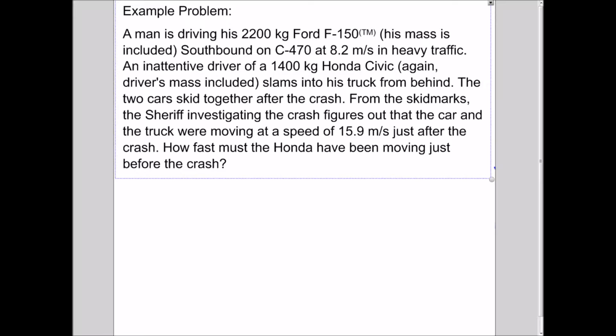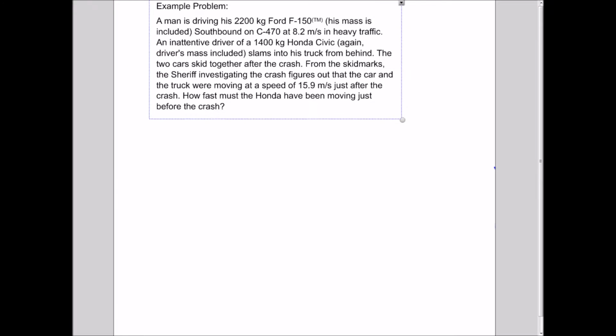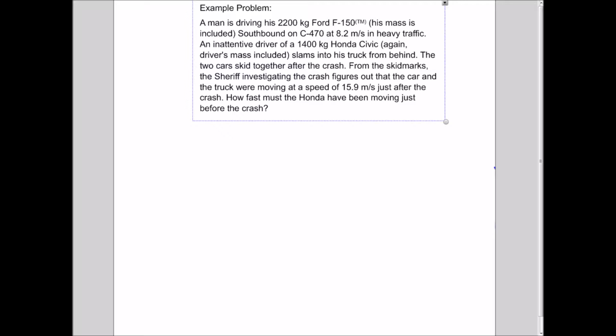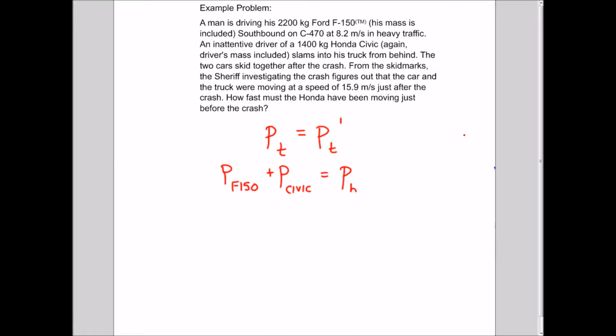Okay, so to go about solving this problem, I need to give myself a little more room up here on the smartboard. Now that you've interpreted what's going on in the problem, a good idea is to write down a statement that shows the law of conservation of momentum. The law of conservation of momentum basically says that the total momentum beforehand is equal to the total momentum afterwards. The total momentum beforehand is the momentum of the F-150 plus the momentum of the Civic, and afterwards the momentum is both of them stuck together. So I'm just going to label that as P prime both.